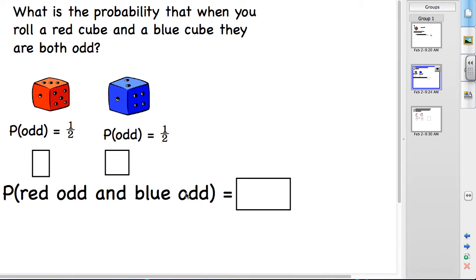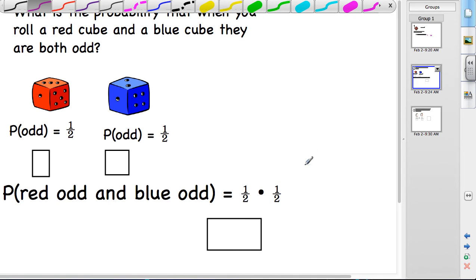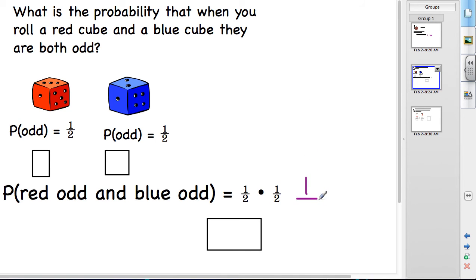So the probability of the red and blue both being odd is going to be 1/2 times 1/2, which is 1 over 4. Means there's a 1 in 4 chance that when we roll both of these dice, the red cube and the blue cube, one time they'll both be odd.